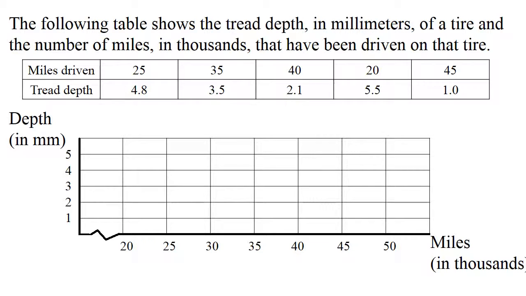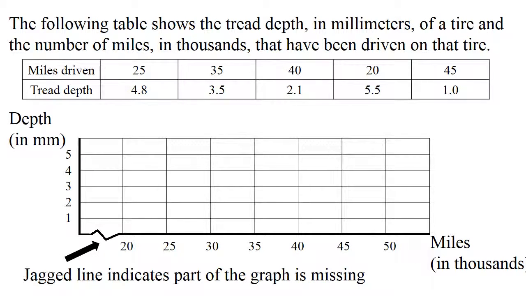Notice this little jagged part there. What that indicates is part of the graph is missing. Instead of starting at 0 and 5, 10, 15, and then 20, I just said let's cut all that out of the graph and we'll just begin at 20 here. So then I'm going to start plotting my data.